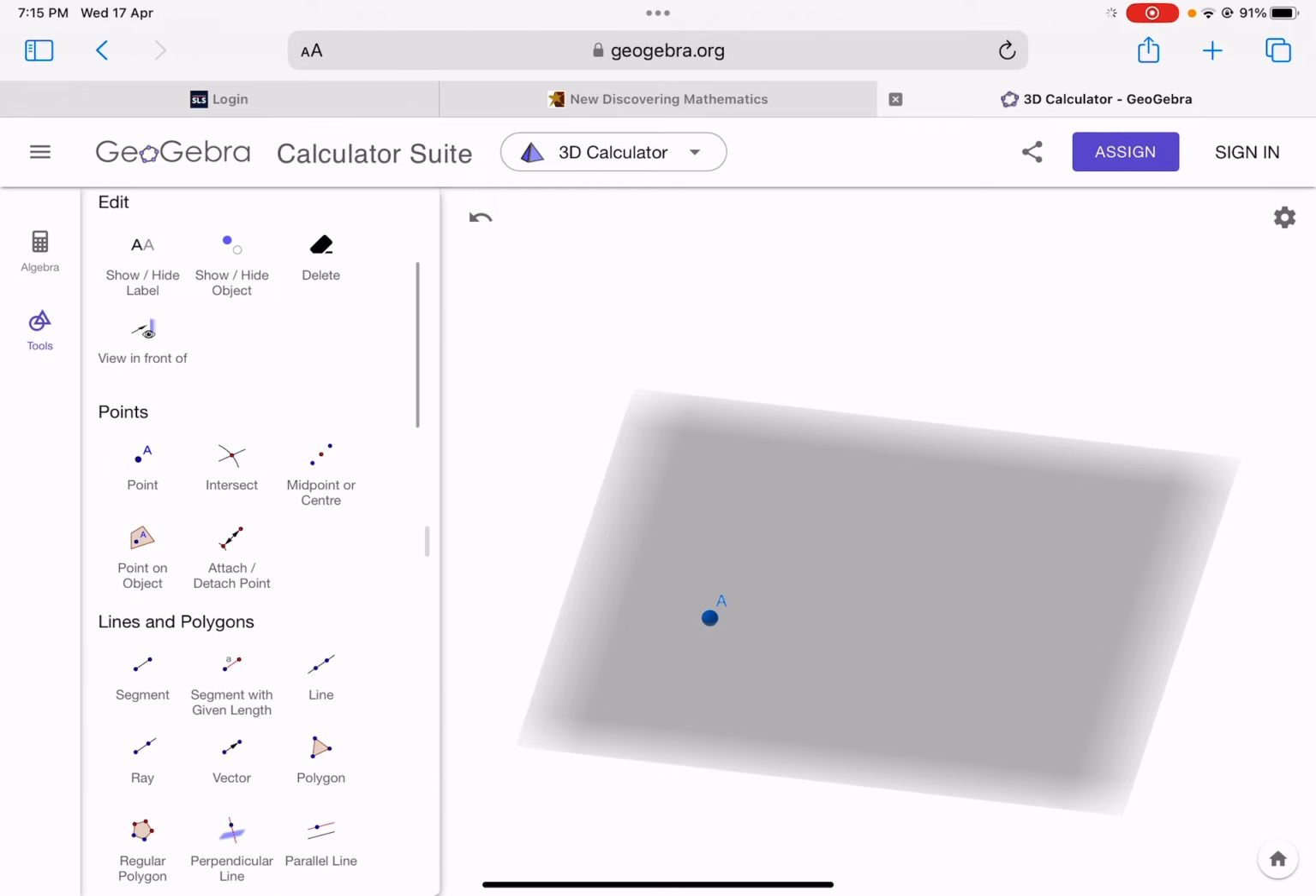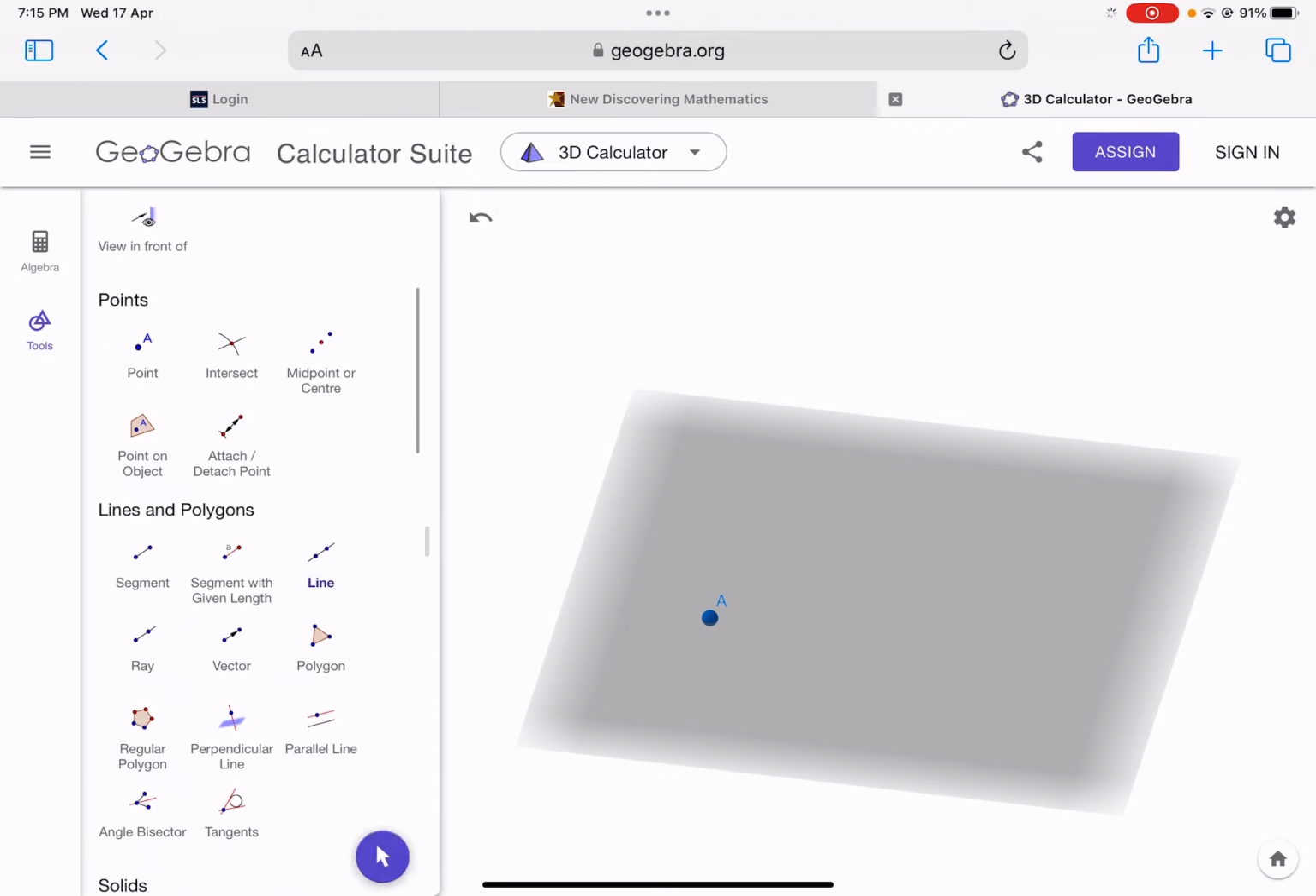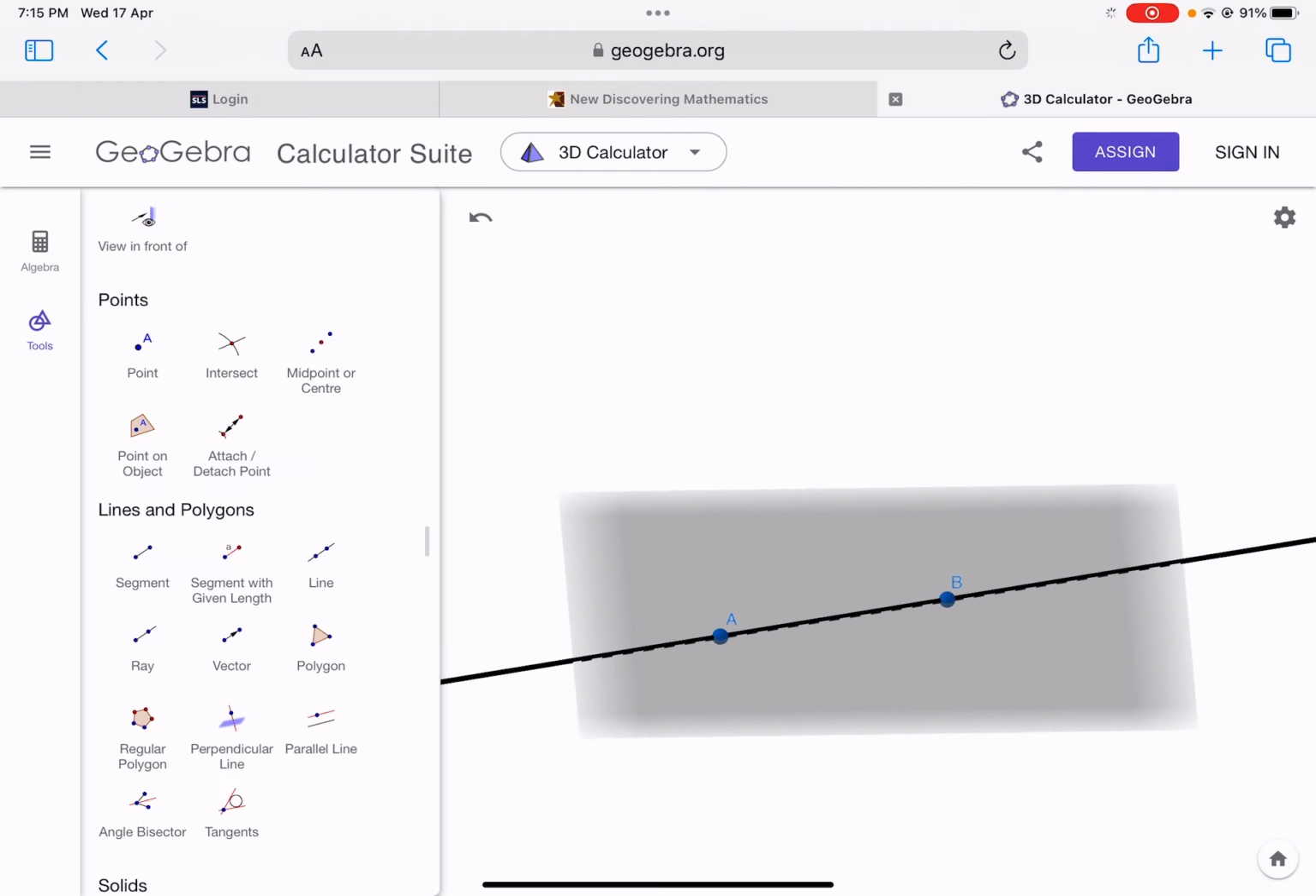Next, let us look at what is a line. What you see here is a line passing through the points A and B. A line is basically made up of infinite points. You can see that it goes on infinitely in both directions, so it has no endpoints.